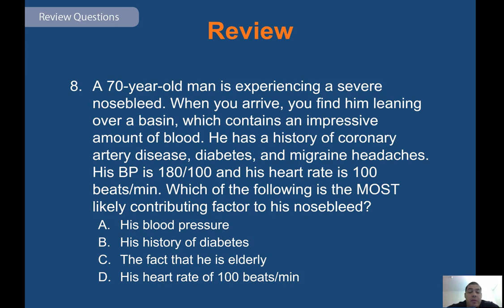So a 70-year-old man has experienced a severe nosebleed. When you arrive, you find him leaning over a basin which contains an impressive amount of blood. He has a history of coronary artery disease, diabetes, and migraine headaches. His BP is 180 over 100 and his heart rate is 100 beats a minute. Which of the following is the most likely contributing factor to his nosebleed? Remember, what are the common causes? Early in the presentation we talked about why a patient might have a severe nosebleed.